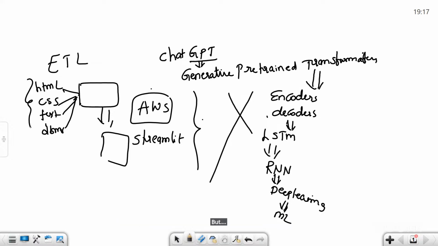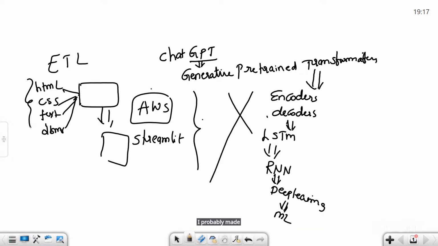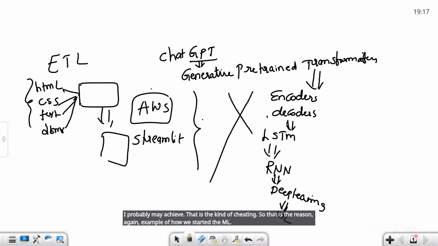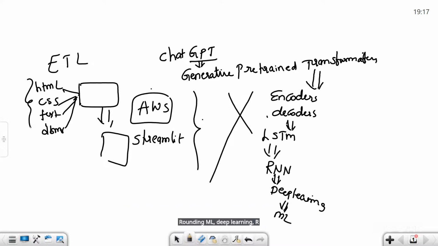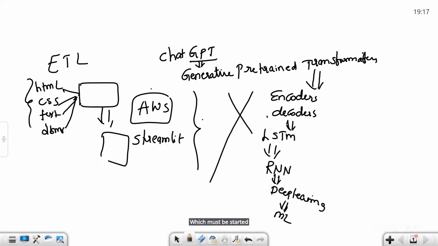Even if I teach you the Gen AI topic directly, you won't understand anything. Let me be honest with you, probably I may cheat you. That is a kind of cheating. So that is the reason I give an example also. We start with ML, then go to deep learning, RNN, LSTM, decoders, encoders, transformers. That's how we are going to use the course, which must start with data science only.